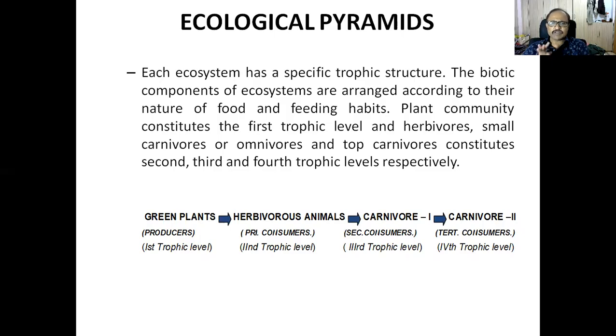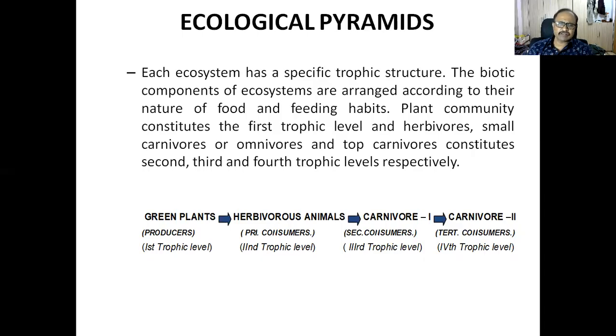Then primary consumer, secondary consumer and tertiary consumer. These are the heterotrophs and these consume food from the other trophic levels. Now the green plants constitute the first trophic level, that is producers. By means of photosynthesis, green plants produce organic food, that is carbohydrates, proteins and fats.